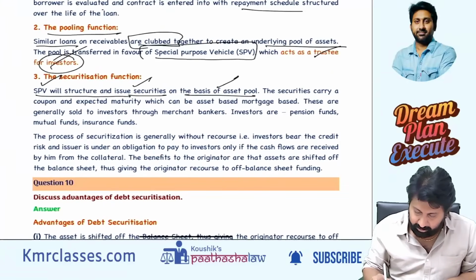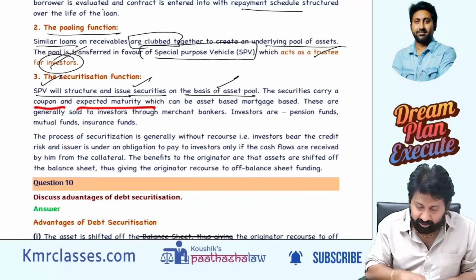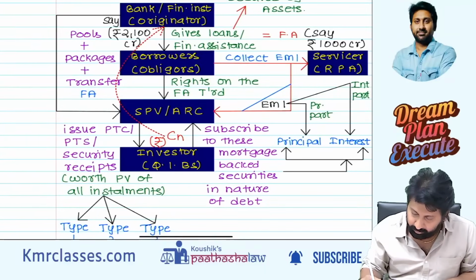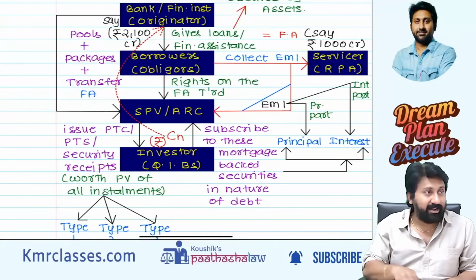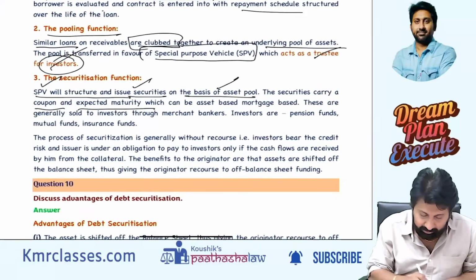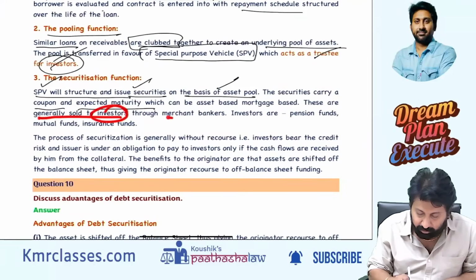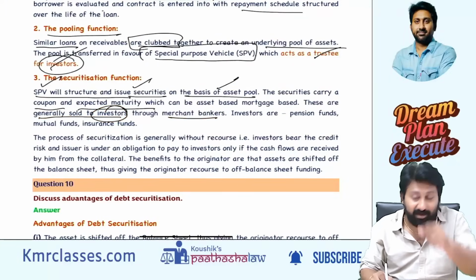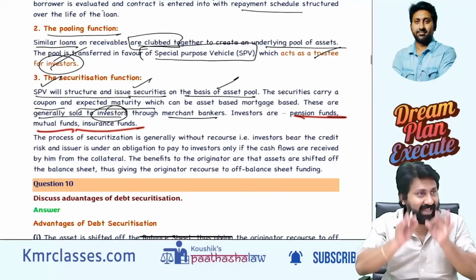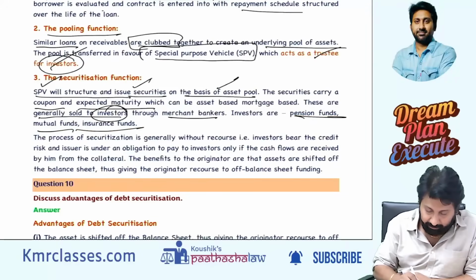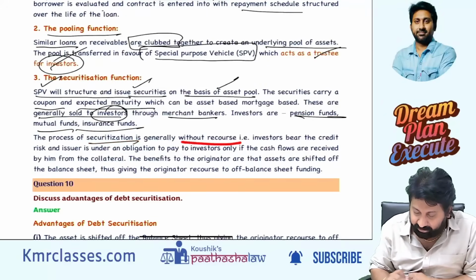Next. Securities carry coupon and maturity: principal and interest, coupon and maturity. These are generally sold to investors through merchant bankers. Investors are pension funds, mutual funds, insurance funds, as I said. The process of securitization is generally carried out without recourse.